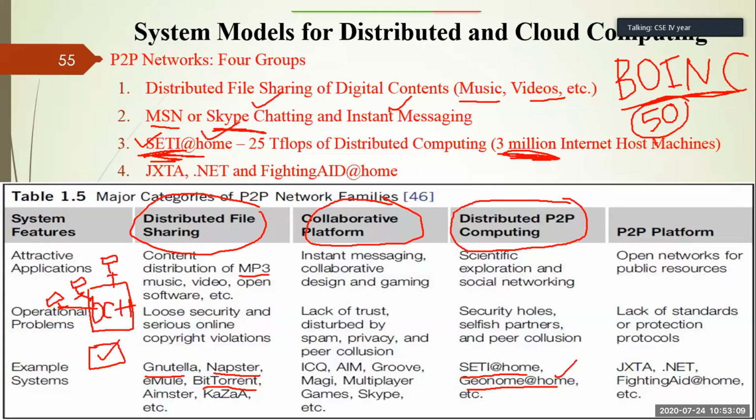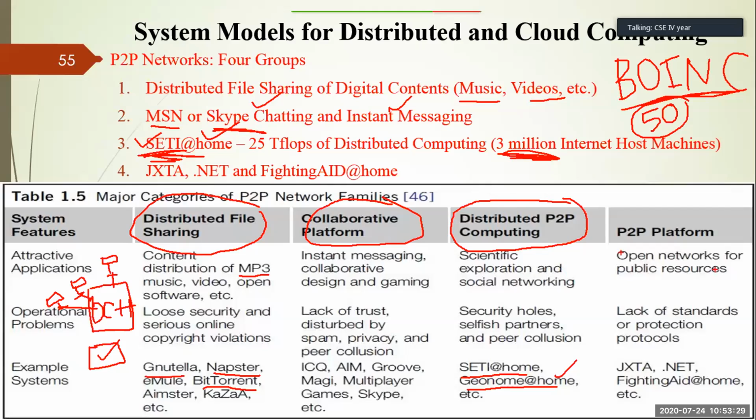So you can also give your computer resources to SETI at home. Whenever there is a requirement for any resource, they will run some instance in your computer system. Using the BOINC platform, you can do this, right? That is called a distributed P2P platform.